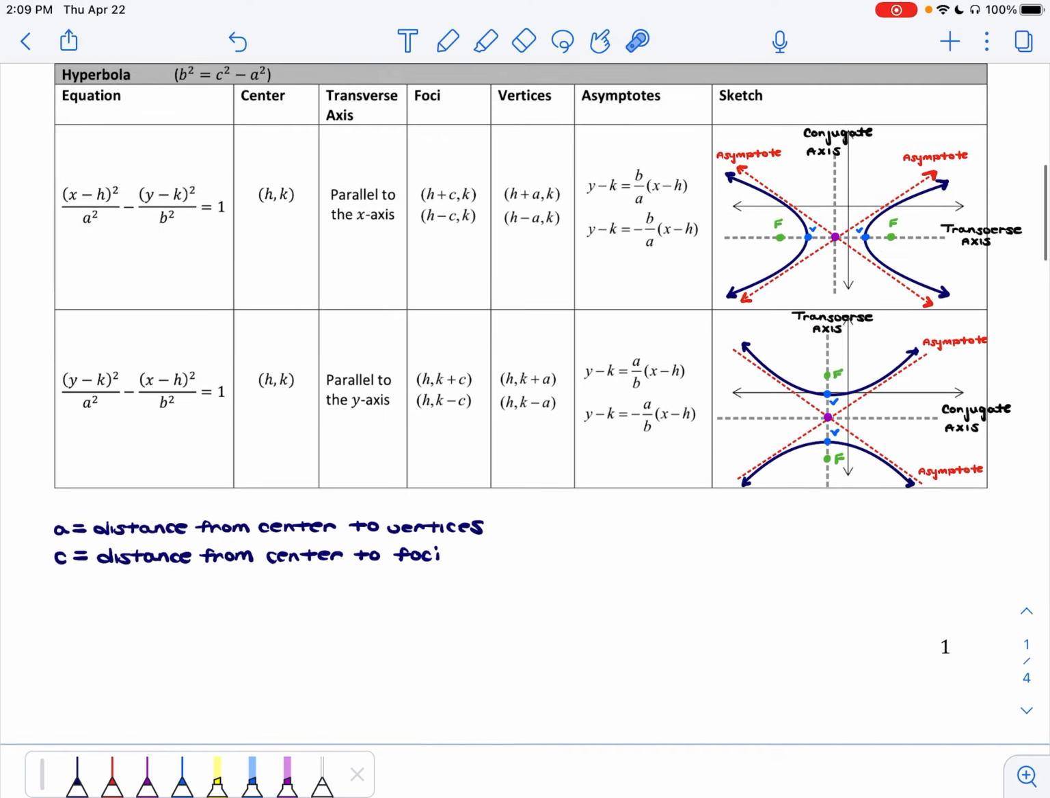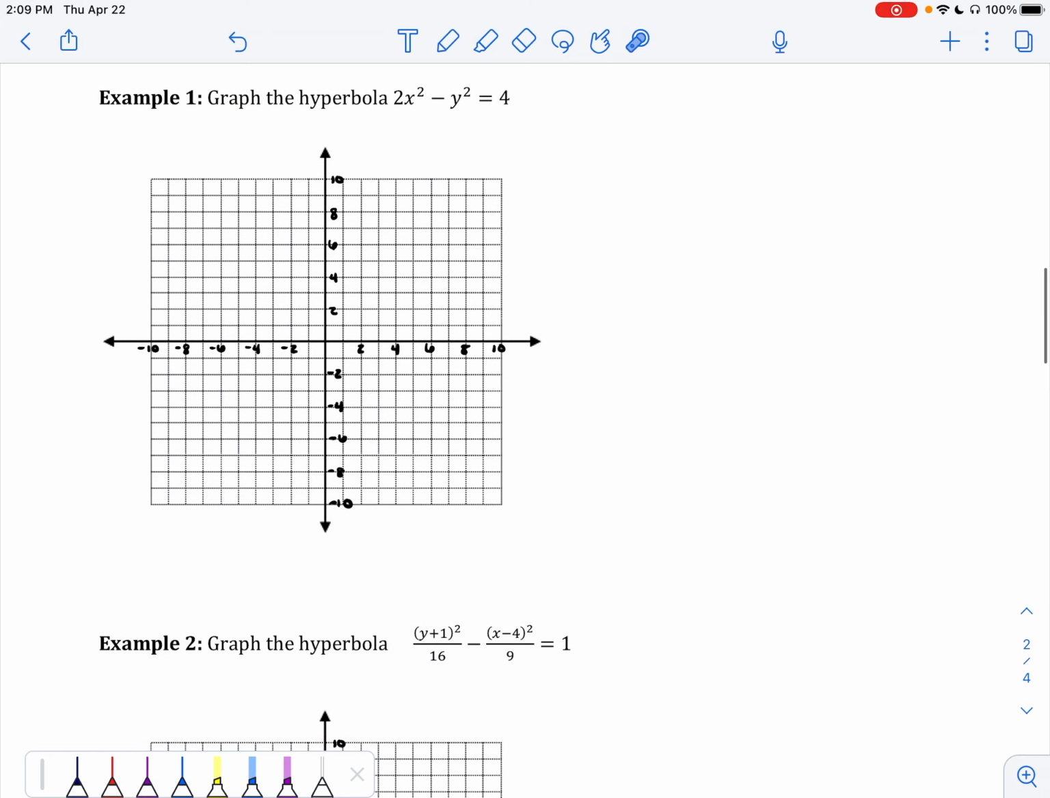So let's go ahead and take a look at an example. All right, so we want to start by graphing the equation of the hyperbola. That means that we're going to have to figure out the orientation. We want to find the center, the vertices, the asymptotes, and the foci. Now, the first thing that I notice here is that this equation, 2x squared minus y squared, is set equal to 4.